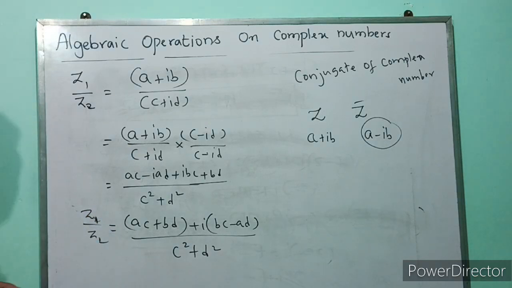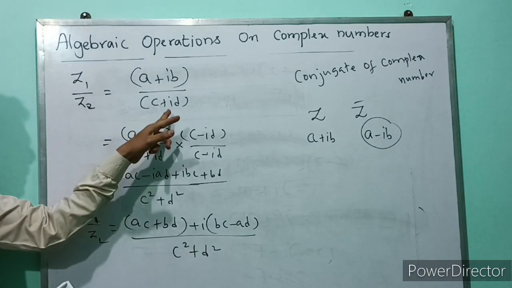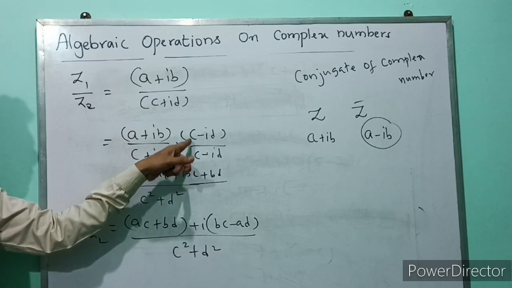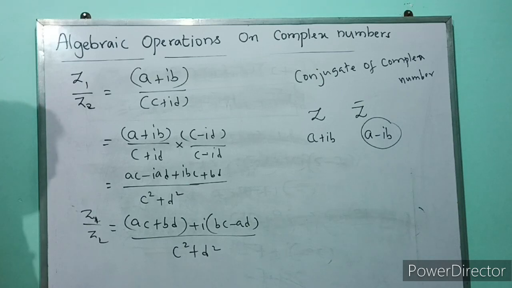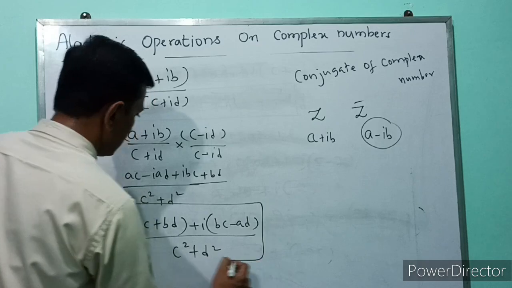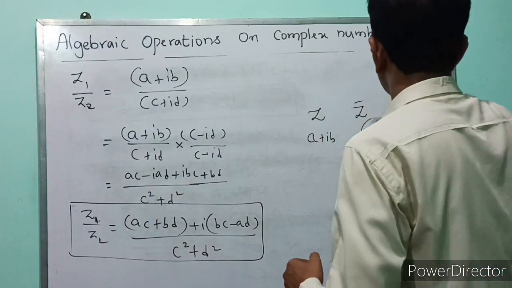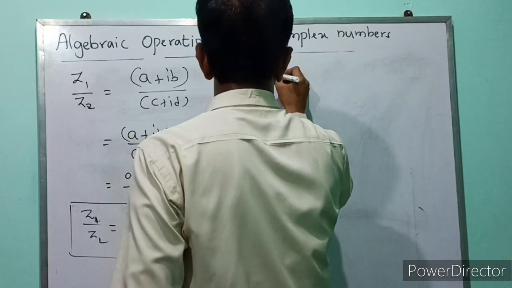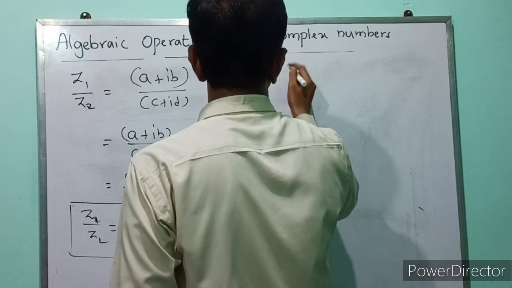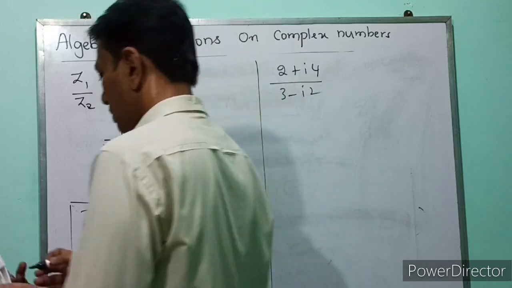So whenever you are dividing a complex number with another complex number, take the conjugate of the denominator, multiply it and divide with it, the given Z1 by Z2 fraction. Then you will get the simplified form like this. If you take one example on this, plus I4 divided by 3 minus I2.